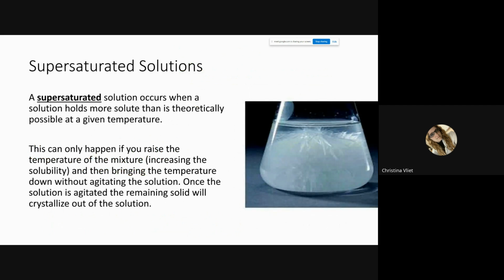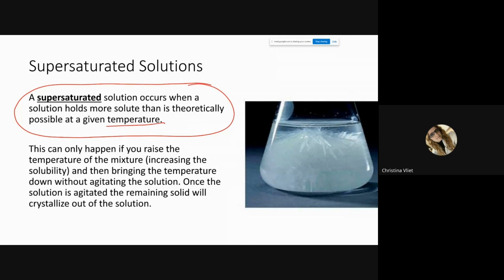And so a supersaturated solution, and you should write this down, is a unique situation in which a solution will hold more solute than is theoretically possible. So more than the maximum given by the solubility chart at a given temperature.